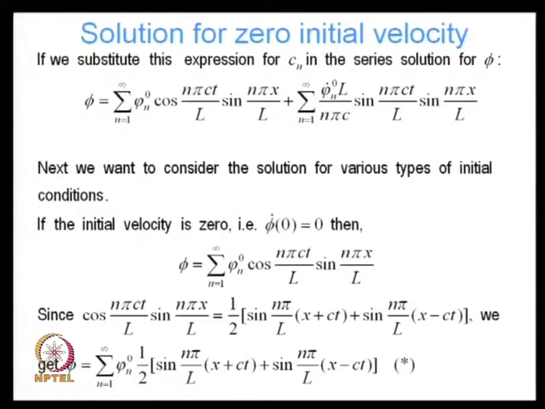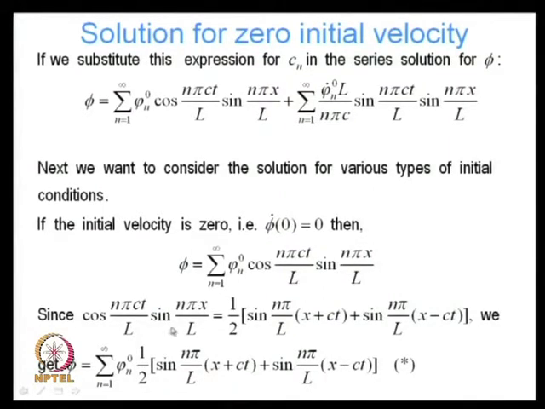So now we want to consider the solution for various types of initial conditions. Let us suppose that my initial velocity is 0, so phi dot 0 is equal to 0. So the second part of the solution drops out. I have phi equal to sigma n equal to 1 to infinity, phi 0 n cos of n pi c t by L sine of n pi x by L.